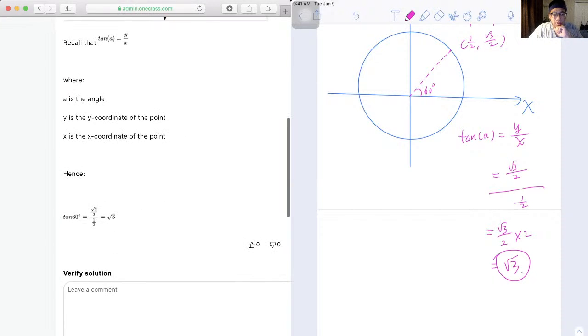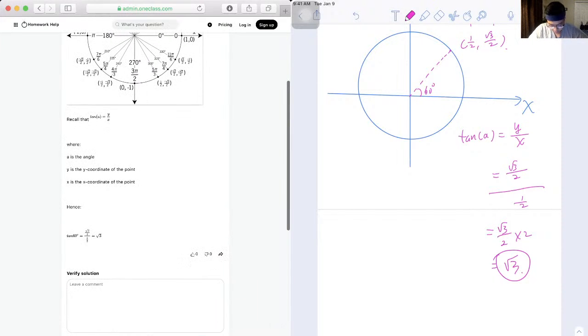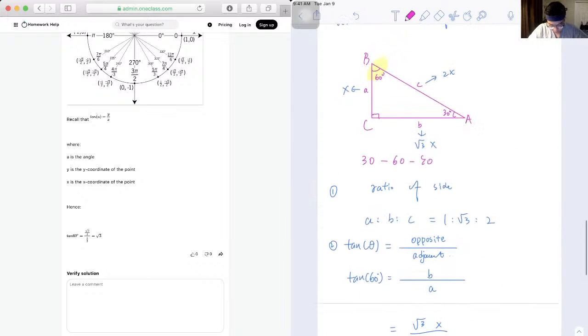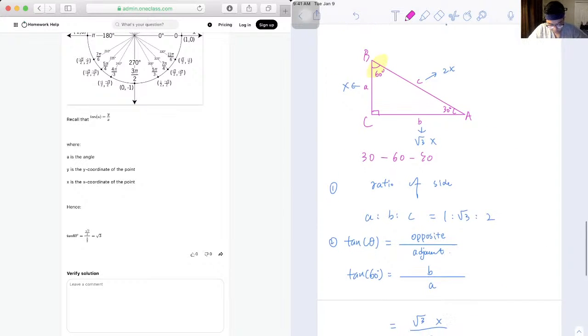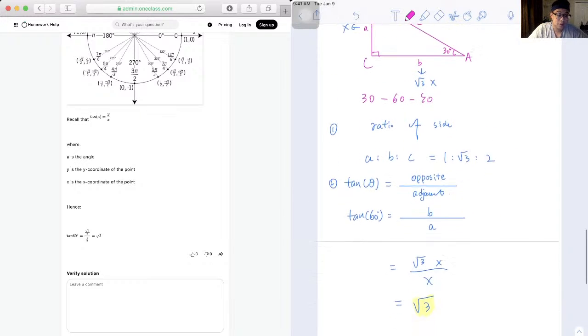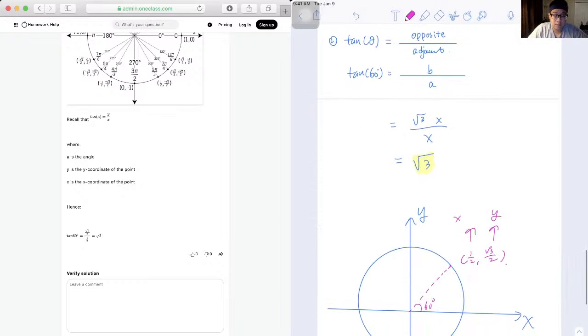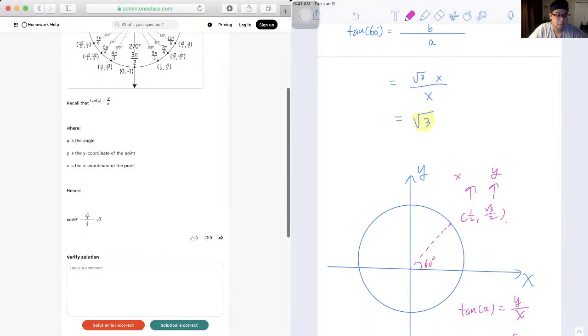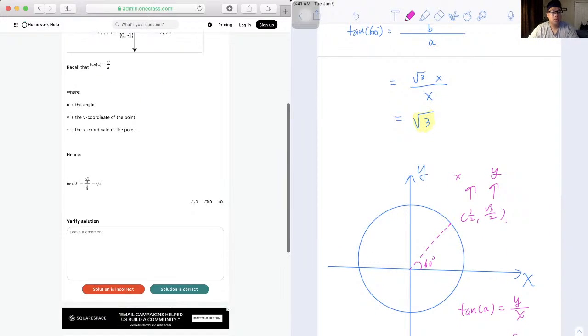Okay, yeah, so either way works. You can use the way I showed you here, or you can use the unit circle way. I mean, either way will give you the correct answer, which is root 3. Okay, so let's leave a comment. Solution is correct. Well done.